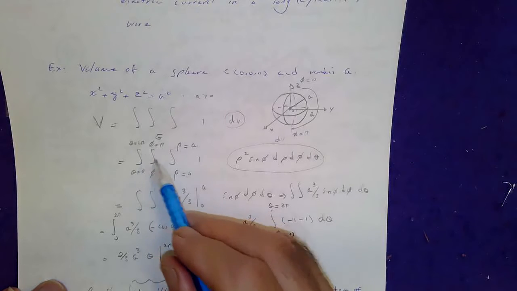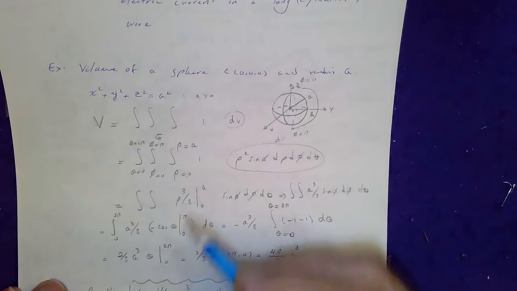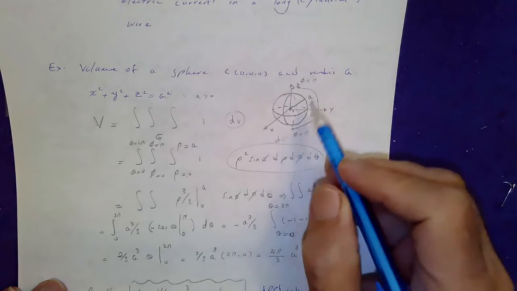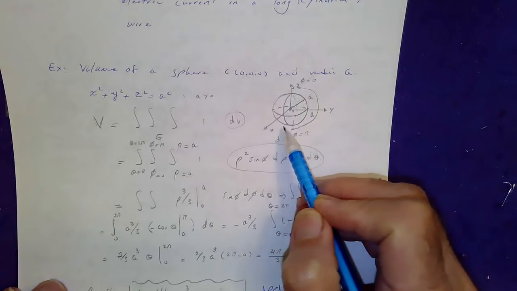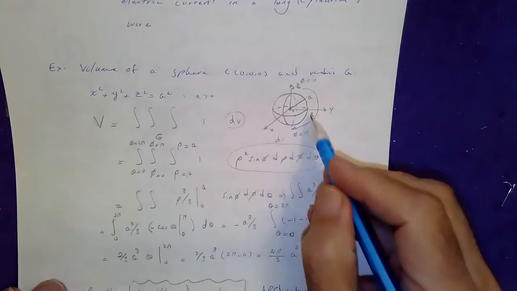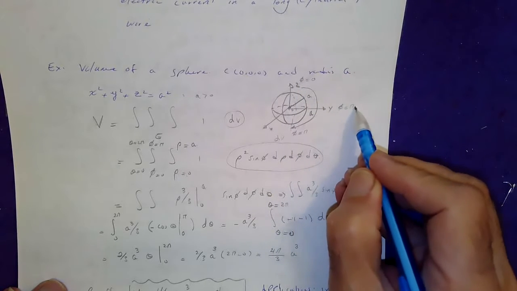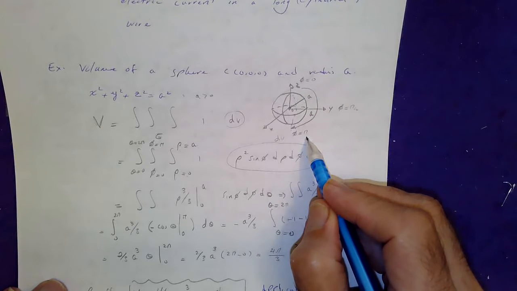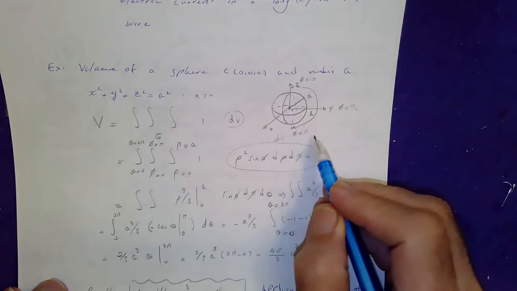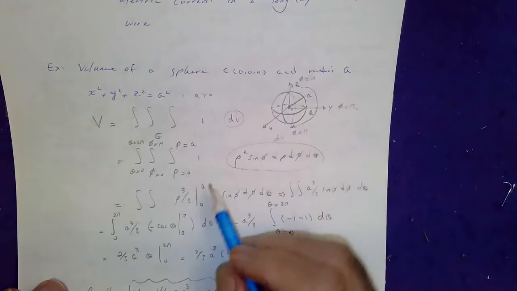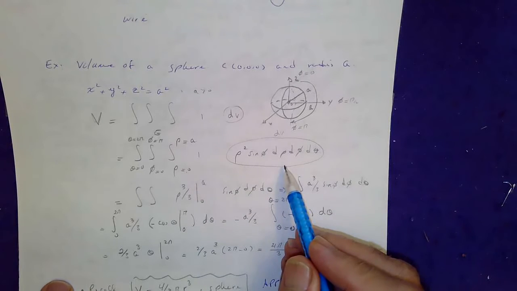Do you see how the limits get set up? So rho is the radius, 0 to a. Phi goes from North Pole to South Pole, clockwise. Here, phi is 0. Up here, phi is pi over 2. Up here, phi is pi, but that's the limitation of phi. And theta can go 360. So now you got this.